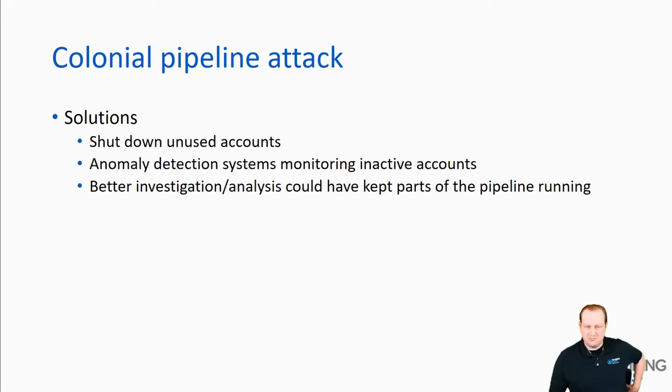Research from expert teams, including the federal government themselves, like their incident response team or emergency response team, issued the following solutions, which are all in keeping with the suggestions here. Shut down unused accounts. Obviously, that would have stopped it entirely from even happening in the first place. An anomaly detection system monitoring inactive accounts could have also been an early warning. Apparently, that inactive VPN account had been used weeks prior for footprinting and so forth.